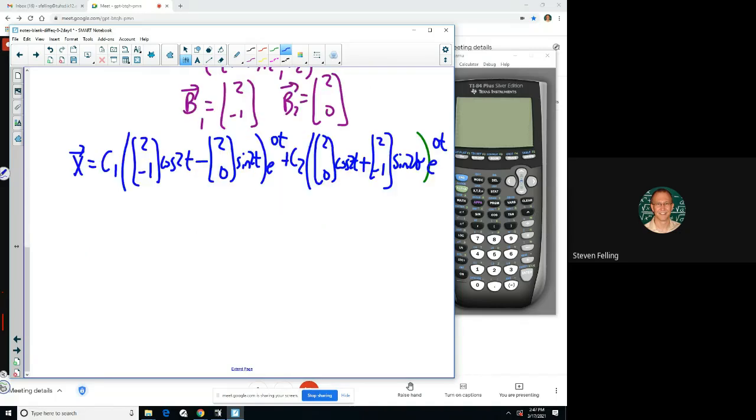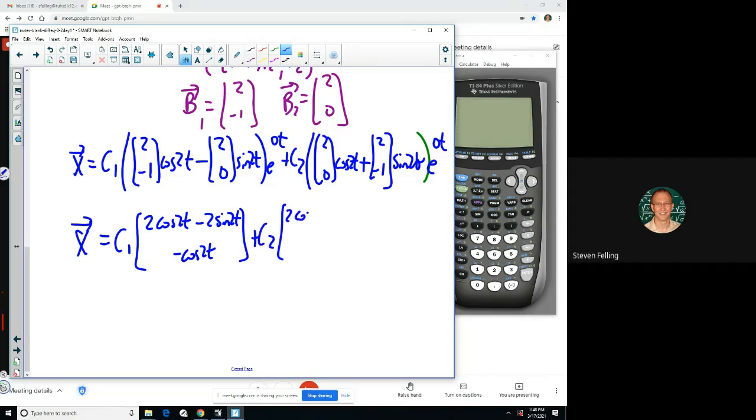So writing it one more time, let me write it the combined way, C1, and we'll have 2 cosine 2t minus 2 sine 2t. On the bottom, we have negative cosine 2t. And then that's just times e to the 0, which is 1. And then we're going to have this C2. And we'll have 2 cosine 2t plus 2 sine 2t. And on the bottom, it's negative sine 2t, also e to the 0. Okay, so there is the general solution.